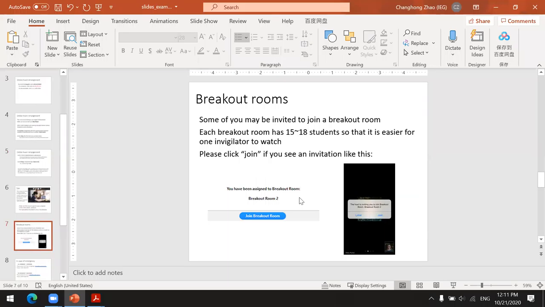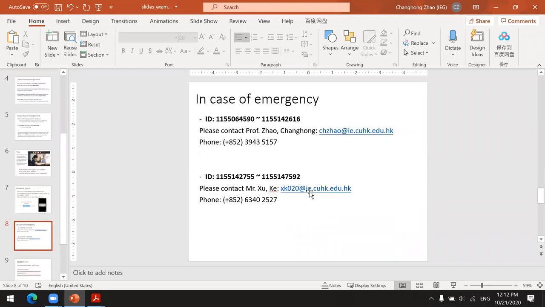And we have three invigilators, including myself and two TAs. Therefore, you can receive an invitation to join a breakout room. Each TA will manage a breakout room. So when you see this invitation on your phone, please accept it by clicking to join the room. In case of any issue, like a network connection issue, or you cannot join it, you can email. The quickest way is to call me or call the TA Xu Ke according to the range of your ID, so that we are not overloaded.